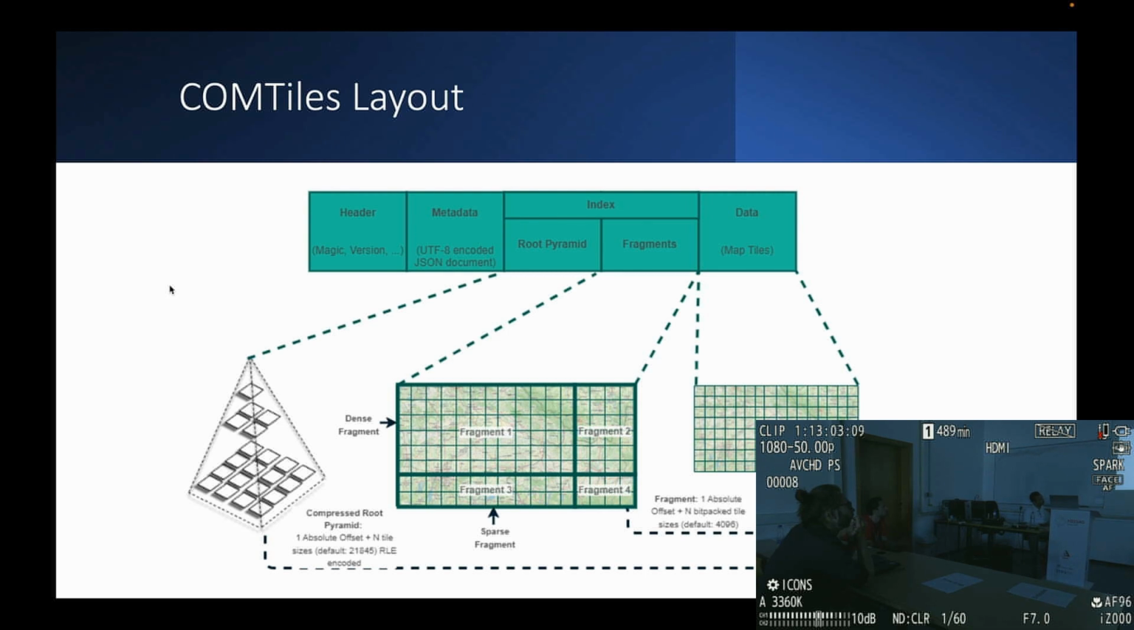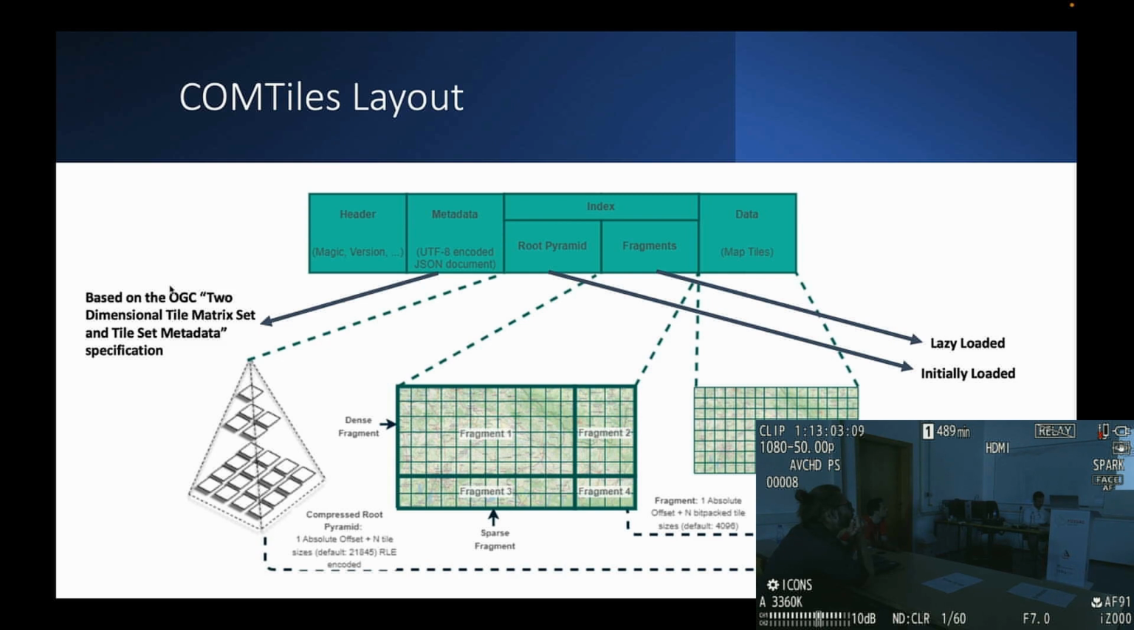To fulfill the specified requirements, I have experimented with different file layouts and then ended up with the following file structure. First of all, there's a metadata section which is based on an OGC specification, which enables the usage of different tile coordinate systems. For specifying the offset and the size of specific tiles in the data section, an index is used.